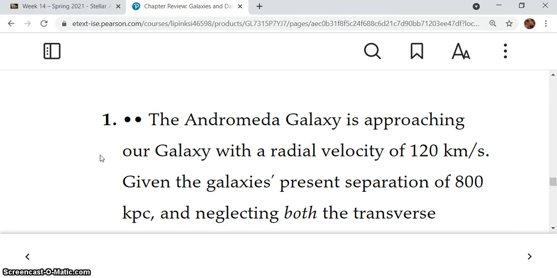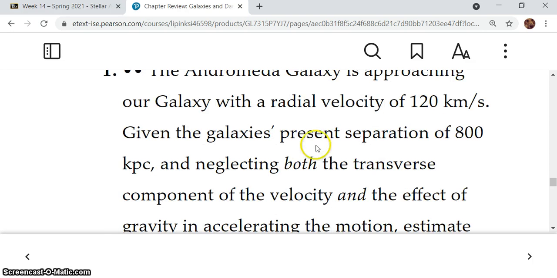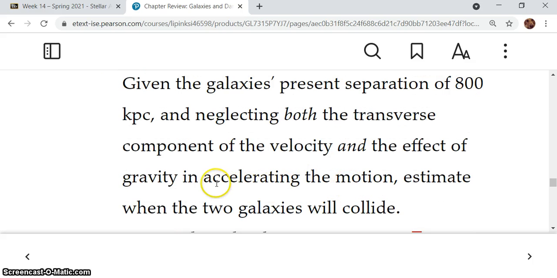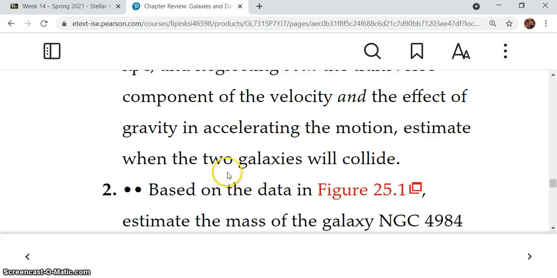Homework for chapter 25. All right, so here's our first question. It says the Andromeda galaxy is approaching our galaxy at a rate of 120 kilometers per second. Given the galaxy's present separation of 800 kiloparsecs, and neglecting these other effects, let's estimate when the two galaxies will collide. All right, so there's our first problem.